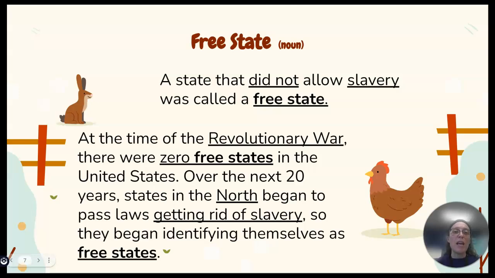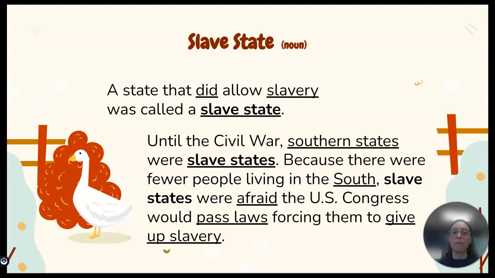This is a noun. A state that did not allow slavery was called a free state. At the time of the Revolutionary War, there were 0 free states in the United States. Every state allowed slavery. Over the next 20 years, states in the North began to pass laws getting rid of slavery, so they began identifying themselves as free states.